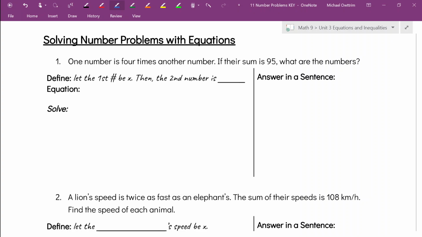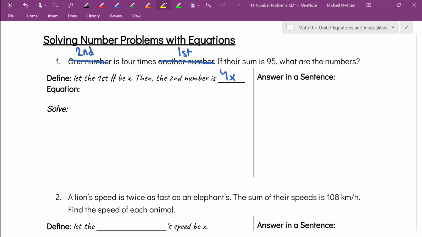So in question 1, we're told one number is 4 times another number. If their sum is 95, what are the numbers? So they're not really clear on which number is which. So I've just said let my first number be x. And then I want to think about how do I calculate the second number using my first number. So I'm going to say that my second number is 4 times the first number. So if the first number is x, 4 times that would be written as 4x.